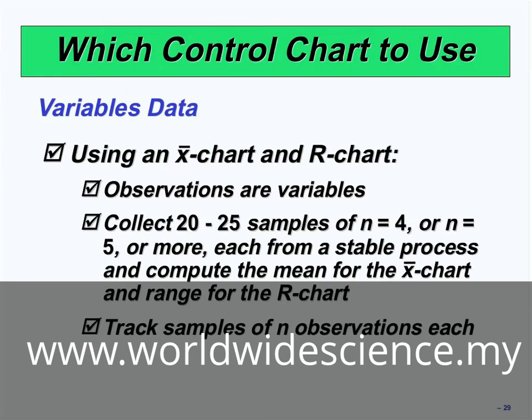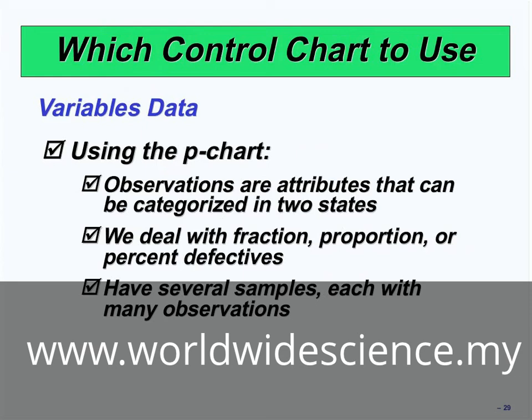Which control chart to use? Variable data. As I told you many times, use an X bar chart and R chart when observations are variable. Collect 20-25 samples of n equal 4, 5 or more, selecting samples of n observations each. So, if you want to monitor a variable, as I told you, temperature, speed, height, pressure, and something like this, you should use X bar chart and R chart. And then select your sample size and then observe or monitor it.